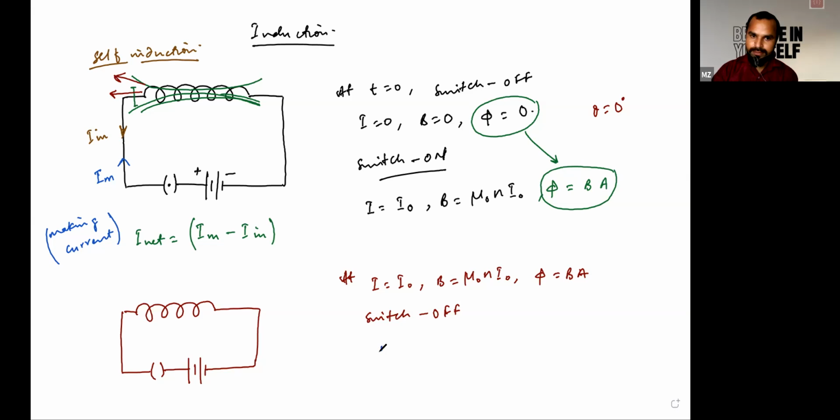Current will start decreasing and it will decrease to 0. Due to this change of current to 0, the magnetic field induced in this loop will become 0. And similarly, flux will become 0. Is it clear?